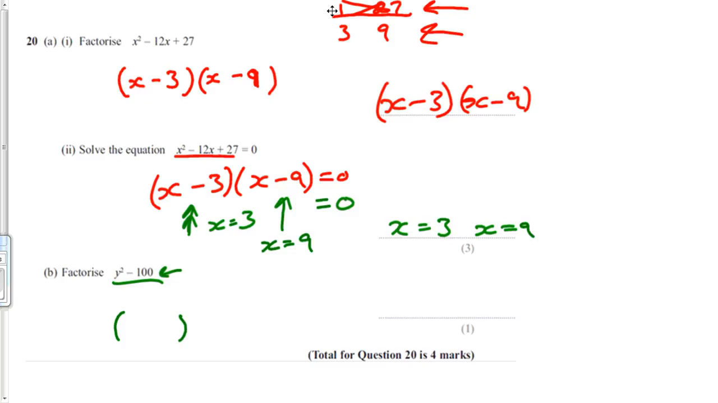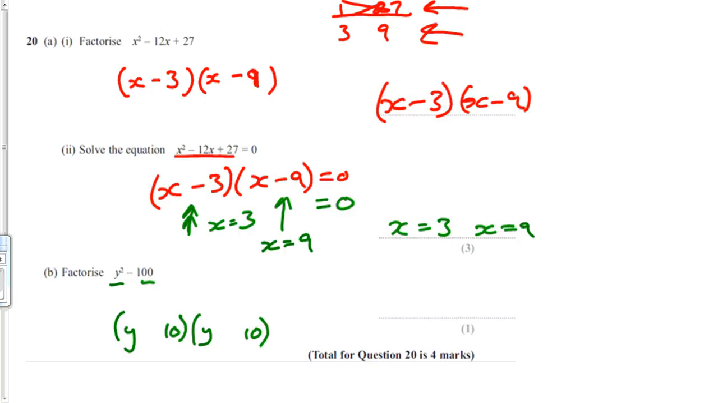But one thing that is common in both of them is that they're both something times by itself. This is y times by itself, and this is 10 times by itself. If both of them are squares, then what we call it is the difference of two squares. It's very hard to pick up on, but if you can, you do get the extra mark. So we do y times y equals y squared. 10 times 10, excuse me, is 100.